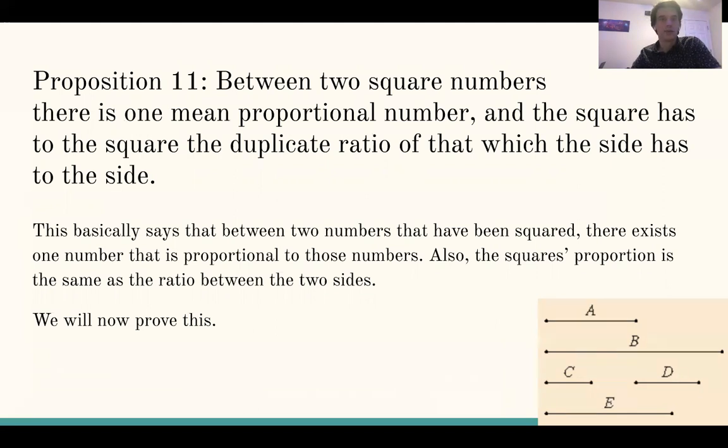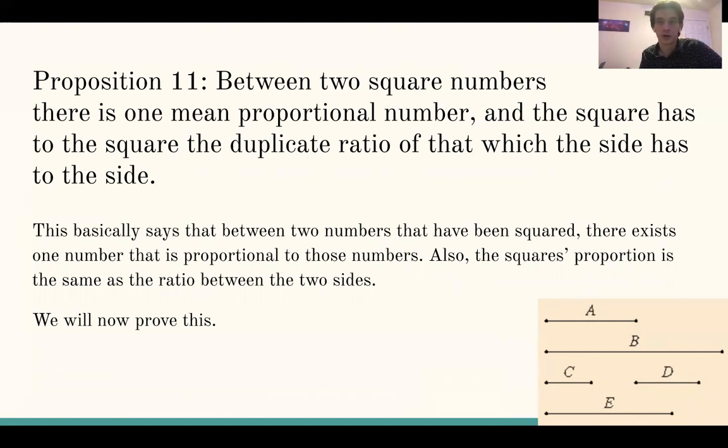I really like this one because when you look at it, it's really complicated, but when you simplify it, like I'll show you in a second, it's actually kind of cool. It says, between two square numbers, there is one mean proportional number, and the square has to the square the duplicate ratio of that which the side has to the side. When I read that first, I was completely lost. When I read it over a few times, the way I understood it was that between two numbers that have been squared, there exists one number that is proportional to both of those numbers, right?